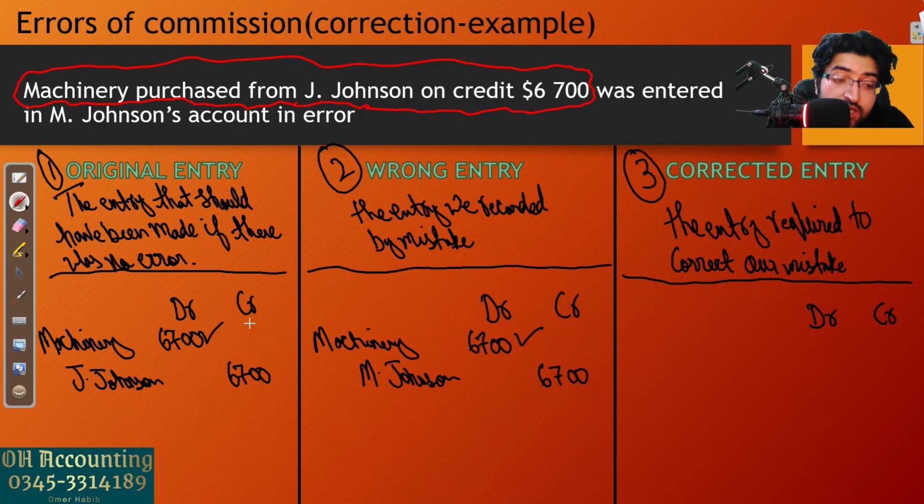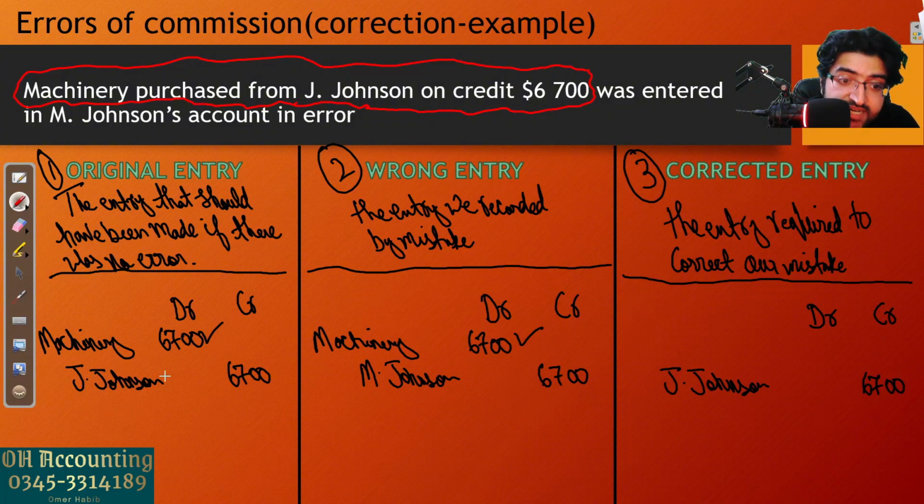But in the original entry, we should have credited J. Johnson so that we know that we had to pay him 6,700 later. He becomes our liability. Okay? We did not do that. So to correct this error, we have to credit J. Johnson now by 6,700. Right? Because we were supposed to do this.